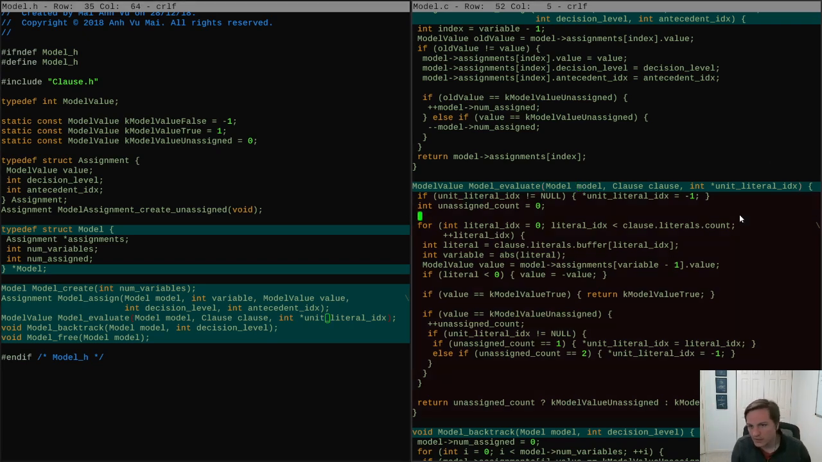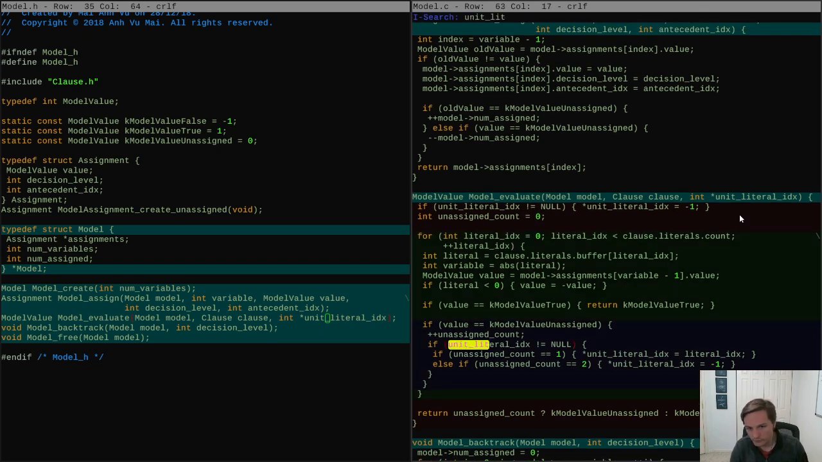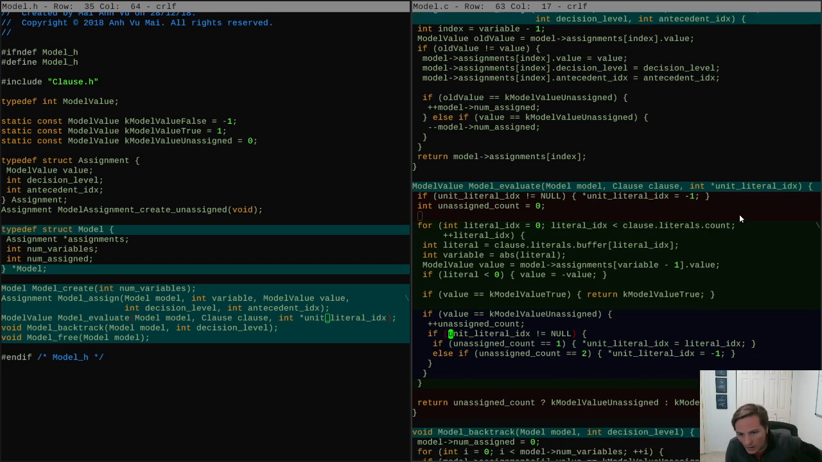Unit literal index. Unassigned count equals 1. Unassigned count.